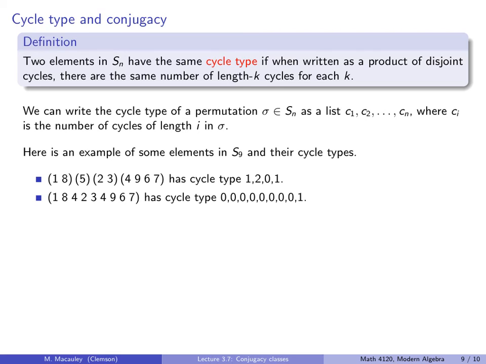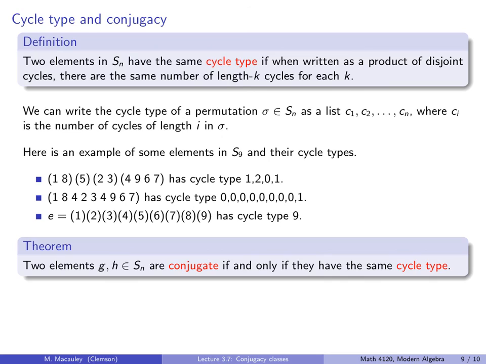Finally, the identity element, we don't usually write out the 1-cycles, although if we want to write out the cycle type, we have to either write them out or acknowledge they are there. That's why I wrote the 1-cycle here. This has cycle type 9. There are 9 1-cycles. And again, I could technically write this as 0 all the way up to 0. But we just say it has cycle type 9.